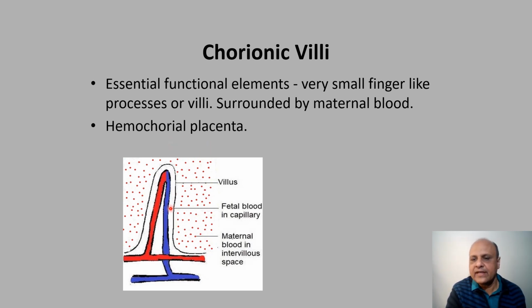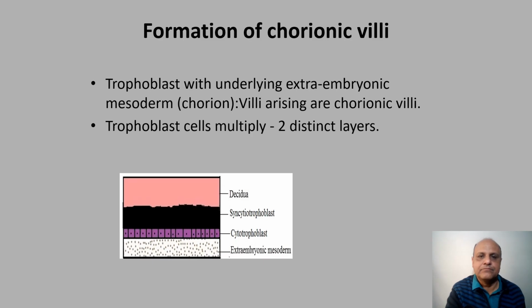So exchange of material takes place between the maternal blood and the chorionic villi, the fetal blood present in the chorionic villi. So how are the chorionic villi formed? We have done that the chorion is formed from the trophoblast and the underlying extraembryonic mesoderm. Now this trophoblast multiplies into two layers, the basal cellular layer called cytotrophoblast, and then there is a syncytial trophoblast. How is this syncytial trophoblast formed?